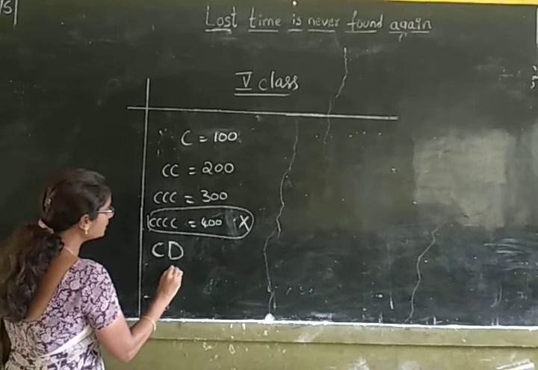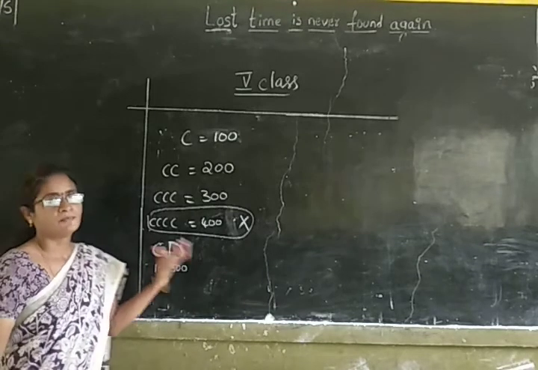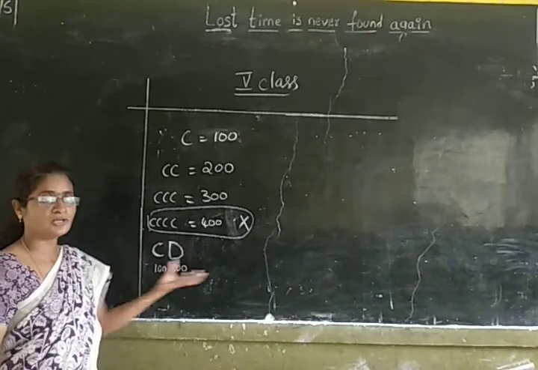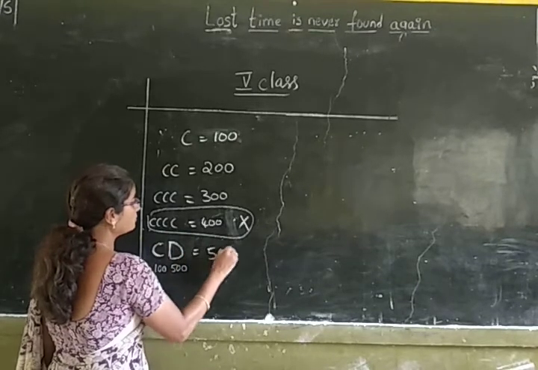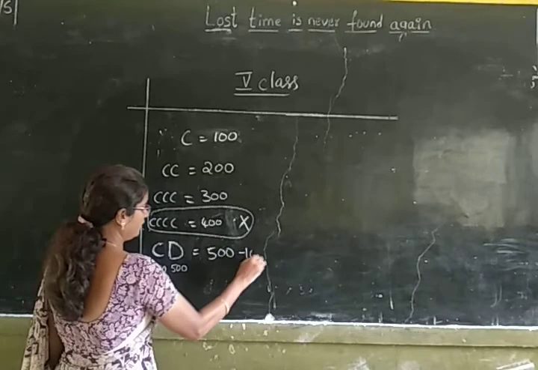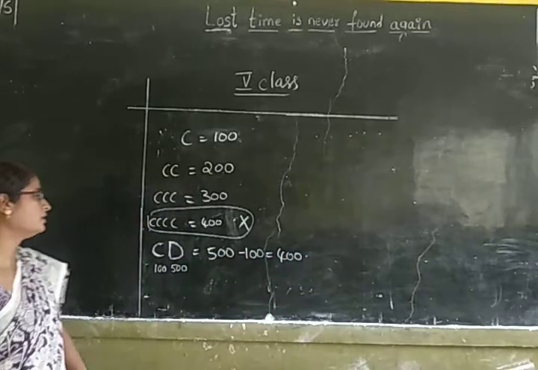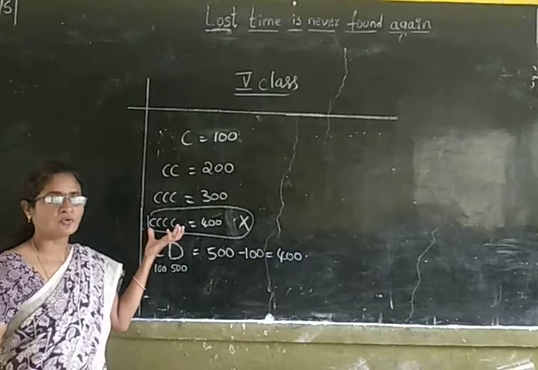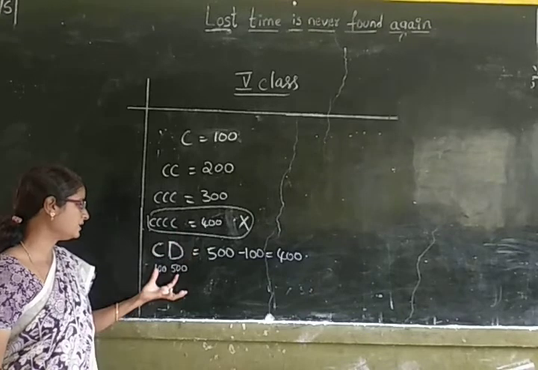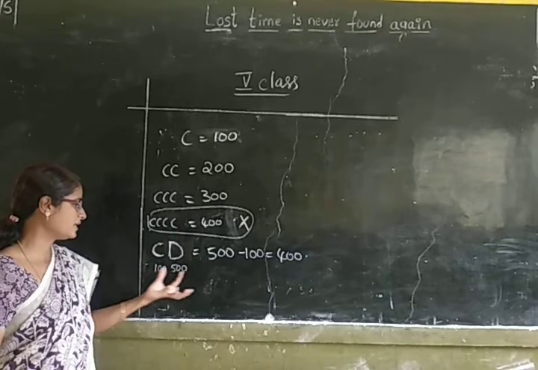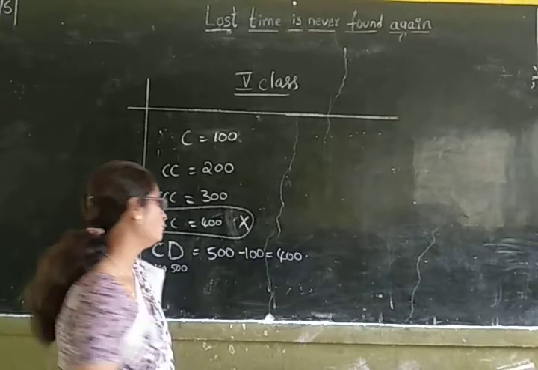Here you all know that D means 500 and C means 100. A small Roman numeral to the left side of the big Roman numeral means subtraction. So you have to subtract 100 from 500, which is equal to 400. Did you understand, children? Here you can't repeat C more than 3 times, so you cannot write 400 as CCCC. You have to write it as CD, which means 100 subtracted from 500, which is equal to 400.